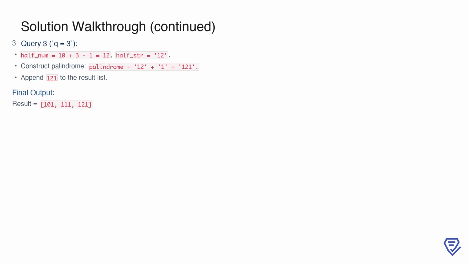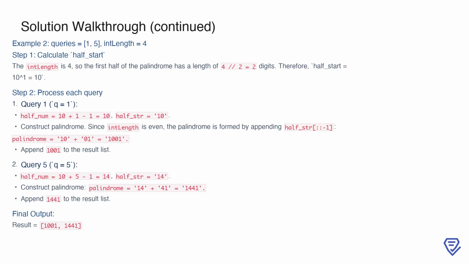Each palindrome is constructed by carefully combining the first half and its reversed counterpart, ensuring it adheres to the specified length of 3 digits. In this second example, the queries are 1 and 5, and the palindrome length is 4. The calculation of half_start follows the same approach, but since the length is even, the first half has 4 // 2 equals 2 digits, giving half_start equals 10 to the power of 1, which is 10.